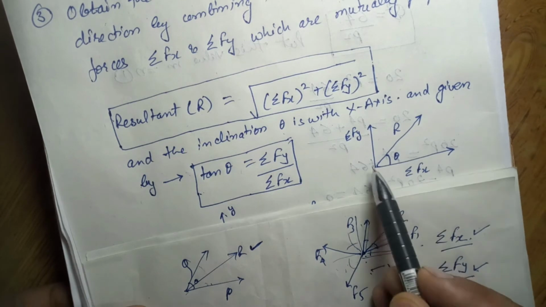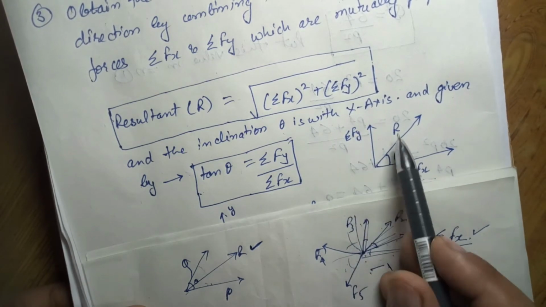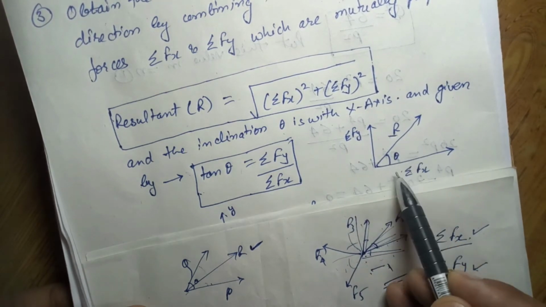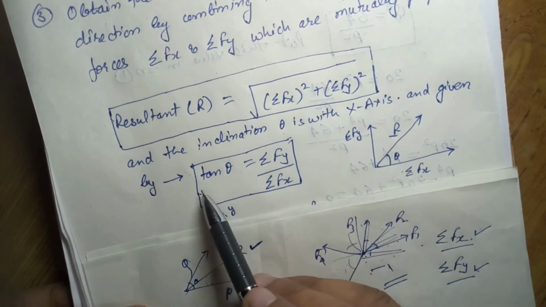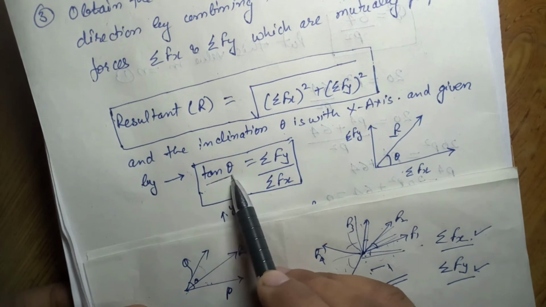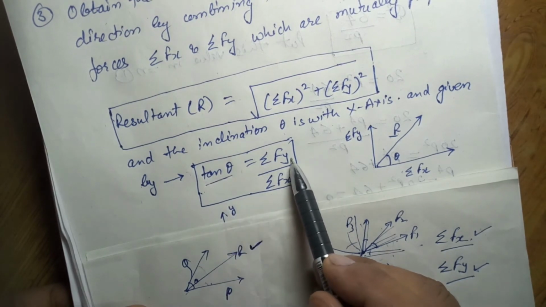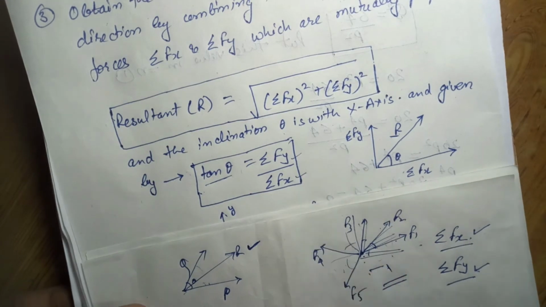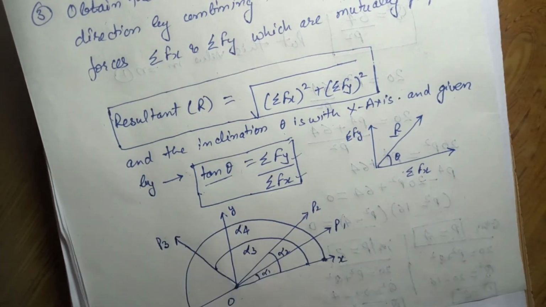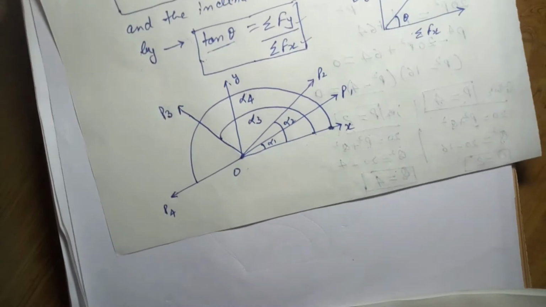So if this is Fx and this is Fy, the two components of this resultant force, and the angle is theta between Fx and R, then tan theta is equal to summation of Fy divided by summation of Fx, right? So we take an example. Let's say this is the case. Now it will be more clear.